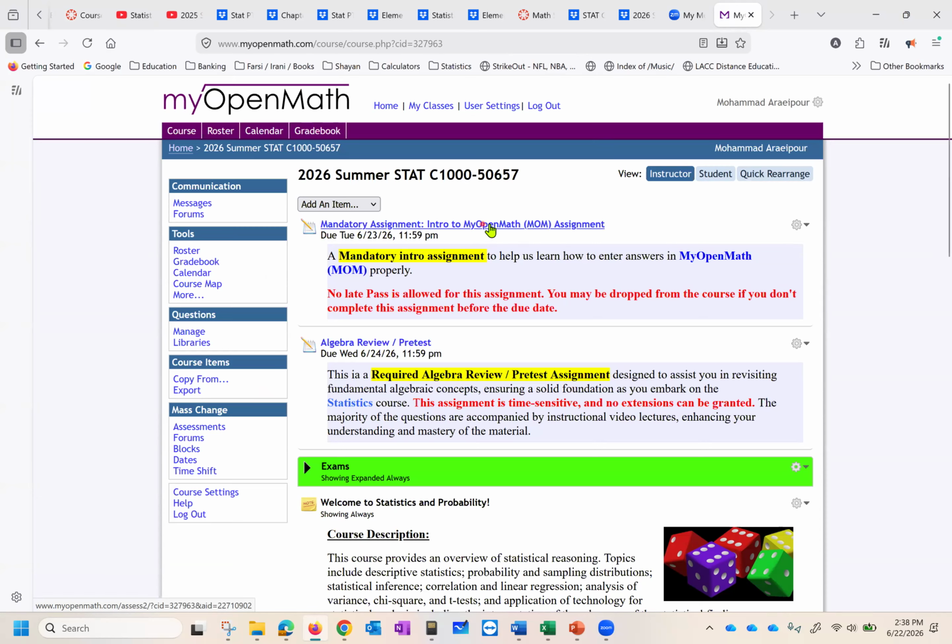At the very top, you see the very first assignment, everybody: Introduction to MyOpenMath. All it is, is showing you how to work with MyOpenMath. The second one is algebra review. The purpose of that is to let you know your prior knowledge of mathematics so you can easily move on.